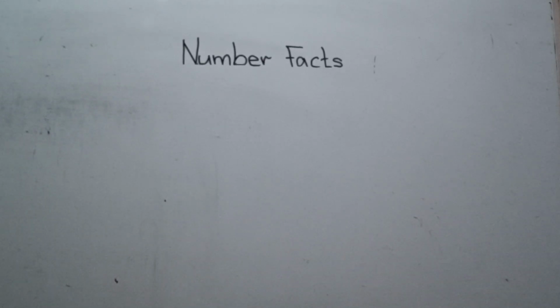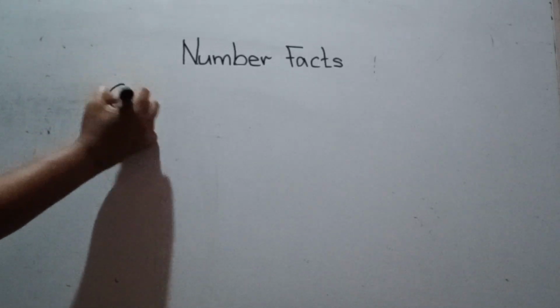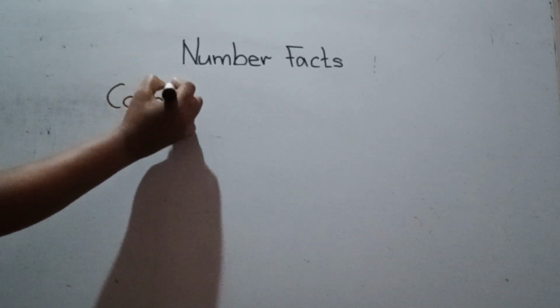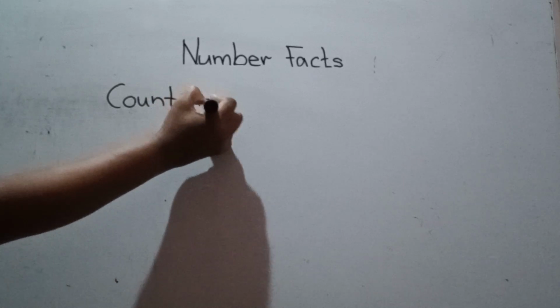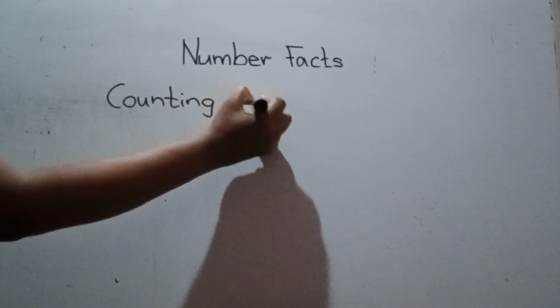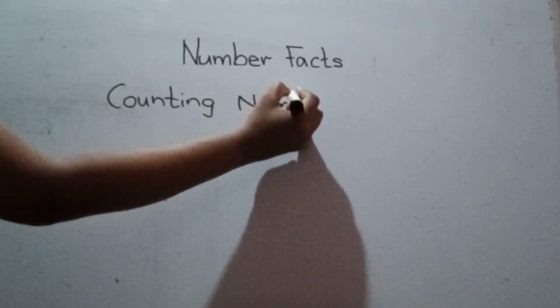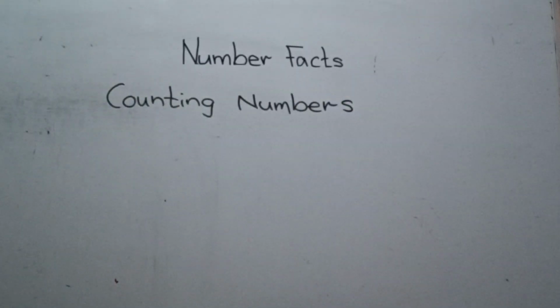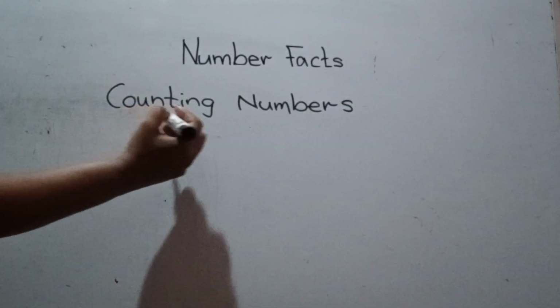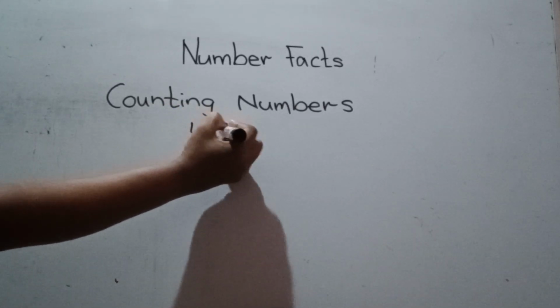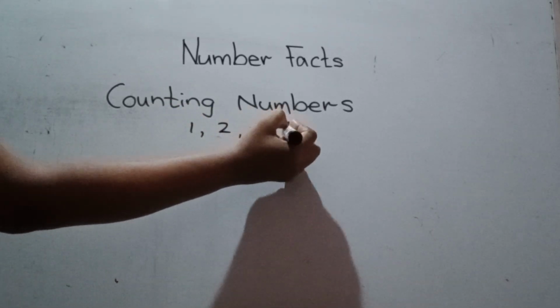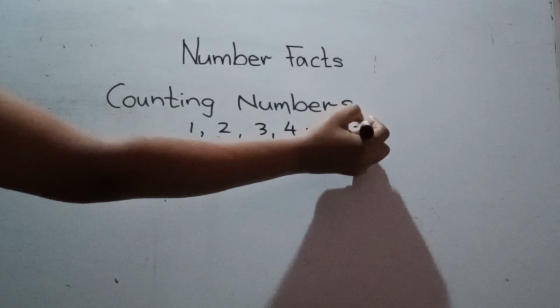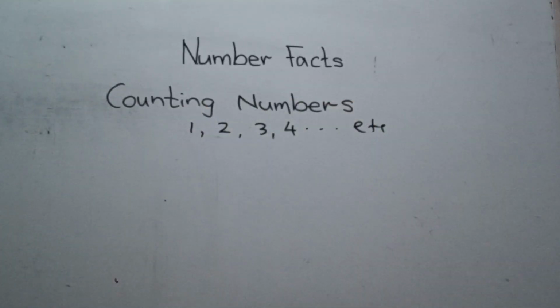Today we are going to learn about numbers, right? First we'll study counting numbers. What are counting numbers? The numbers that we can count, we call counting numbers. For example, 1, 2, 3, 4 we call counting numbers, right?